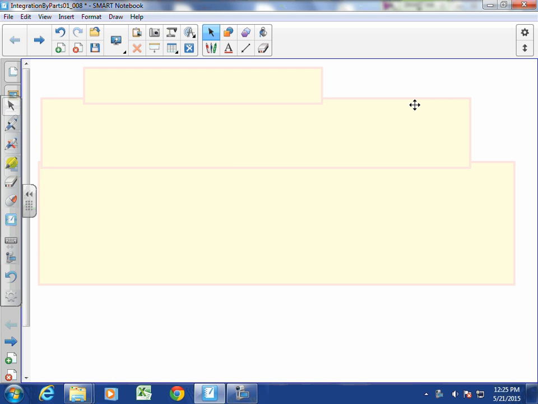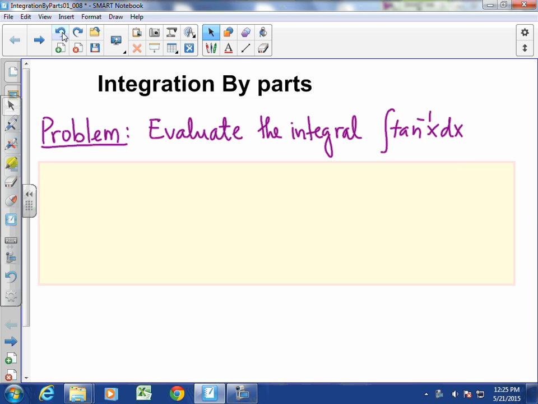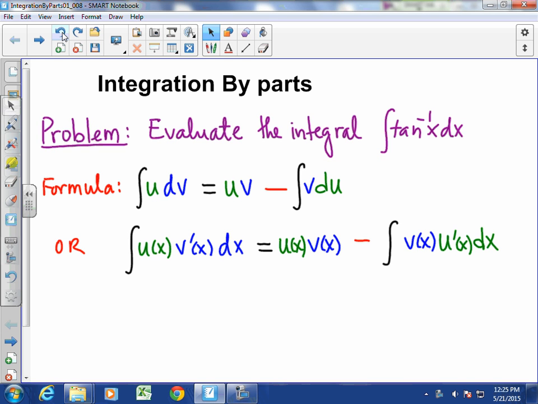In this short video, we are going to use integration by parts to solve an integration problem. The problem is: evaluate the integral of tangent inverse of x dx. Here's a formula for integration by parts.